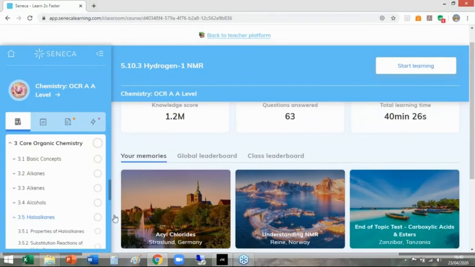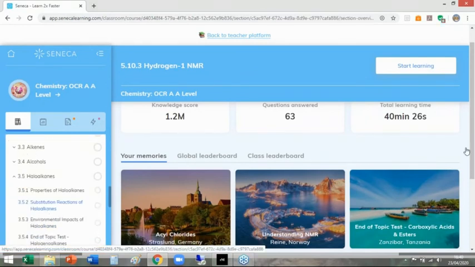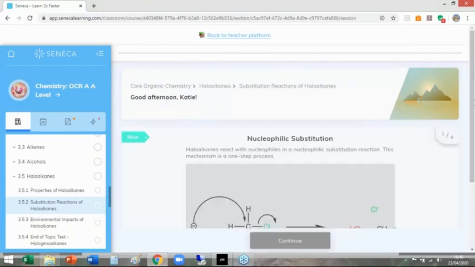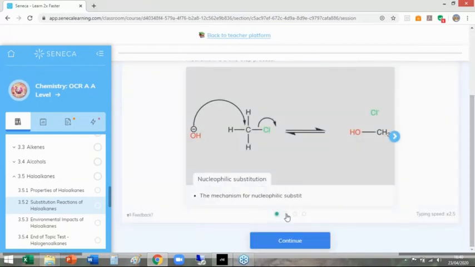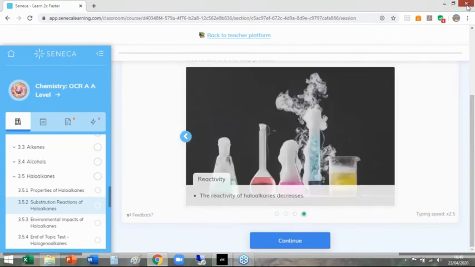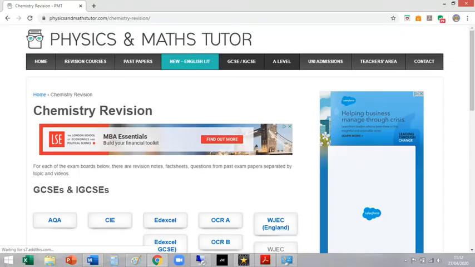So they've got some nice little things. There we go, haloalkanes, substitution reactions. And all you need to do is click start learning. It'll teach you a little bit, and there are little mini quizzes as you go along. So Seneca is pretty good for a play around. Maths Chem Tutor or Phys Chem Tutor, I think it's called. That's pretty good too.